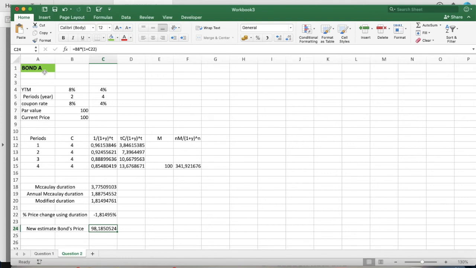Now we do the same thing for the bond B, see? So in order to save time, I will not expose all the calculus for the bond B, but you will find it in the Excel file that I will send you later on by email, inshallah.